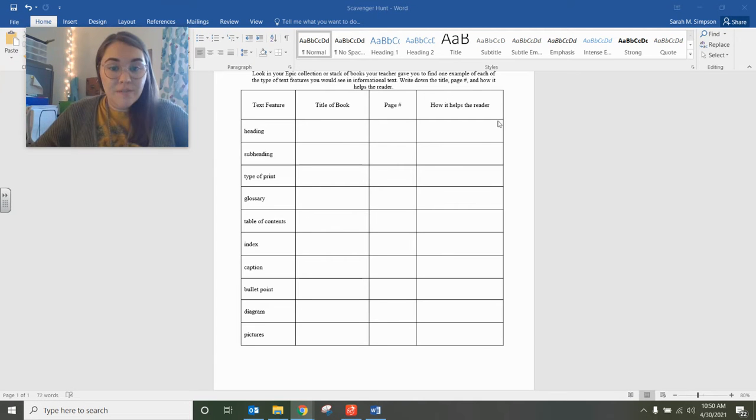You're going to put the title of the book that you found it in. Now, I gave you a book that's a really good example right down below, but if you decide that you can't find anything in that book, you are free to use any nonfiction book, but it has to be nonfiction. So look at the book down below. Everything should be in it. I don't really want you to use another nonfiction book, so please use the book that I put down there. Find 7 of these. Put the title, what page number you found it on, and how it helps the reader. Again, you have to find 7 of them.